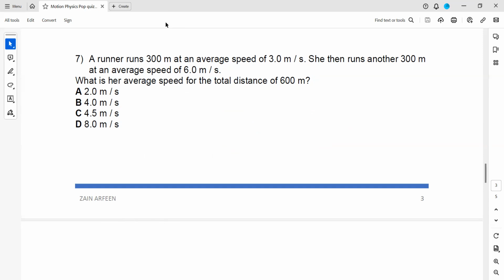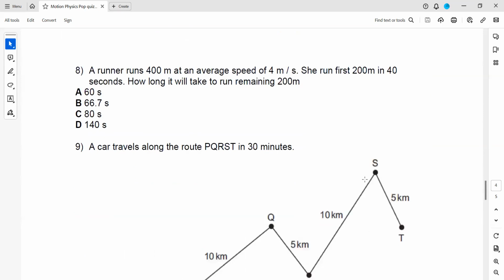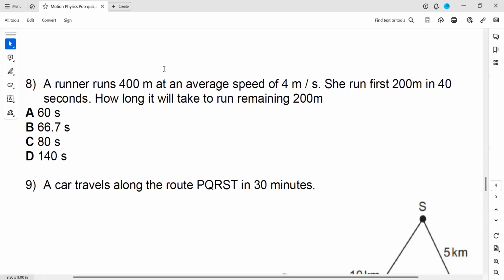Next question, a similar question. A runner runs 400 meters with an average speed of 4 meters per second. She runs the first 200 meters in 40 seconds. How long will it take to run the remaining 200 meters?